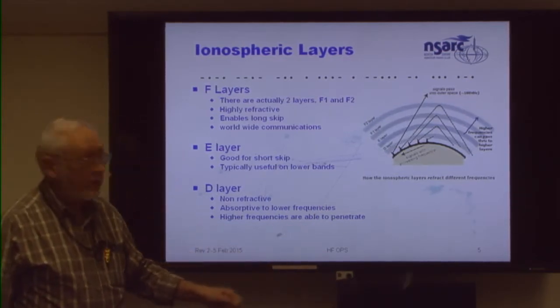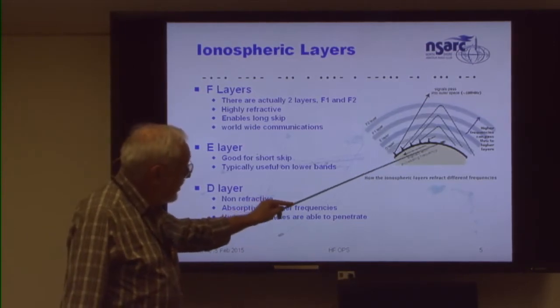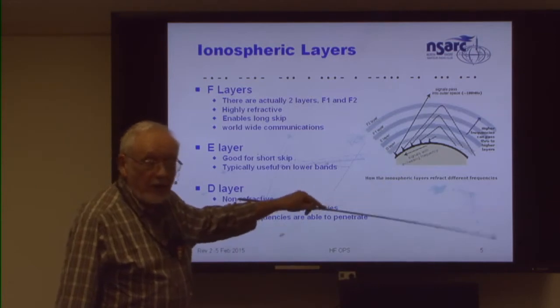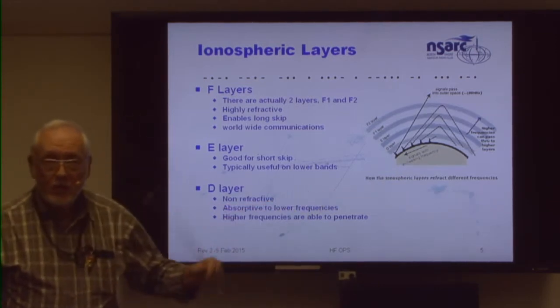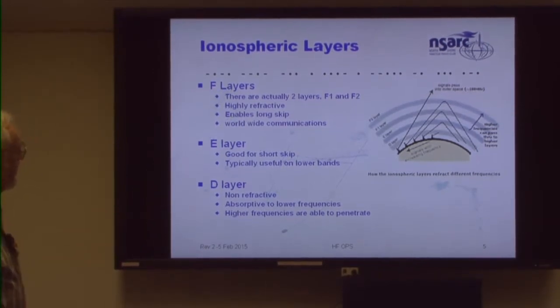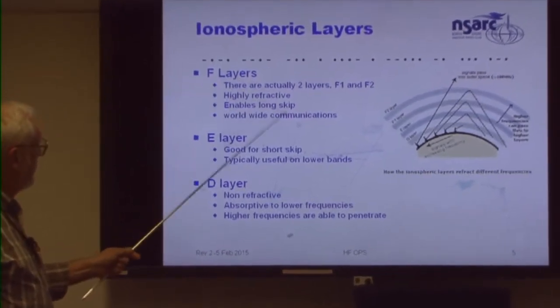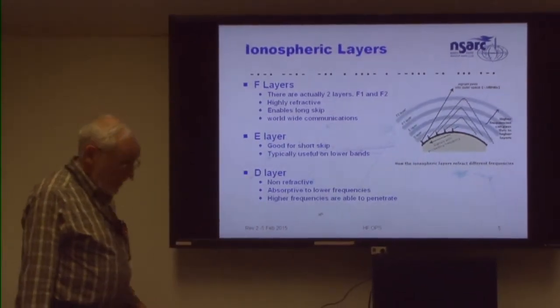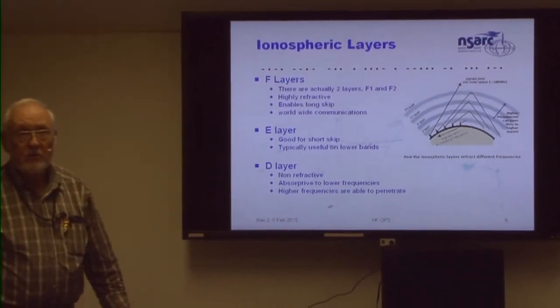But you can get good skips off the E layer, and you can get multiple skips, of course. That's really important. When the sky wave comes back down to the Earth, it is reflected back up, and then it's refracted back down, and you get your long-distance multi-hop communication. But the F layer is the one we really, really want to depend on. It's highly refractive, gives us long skip, and for worldwide communications, it's the layer you want.